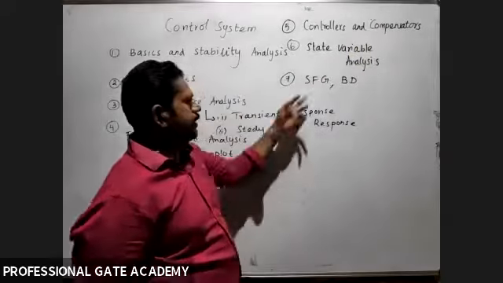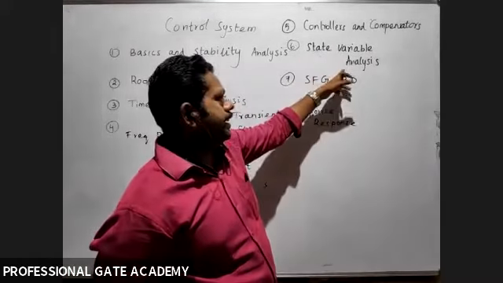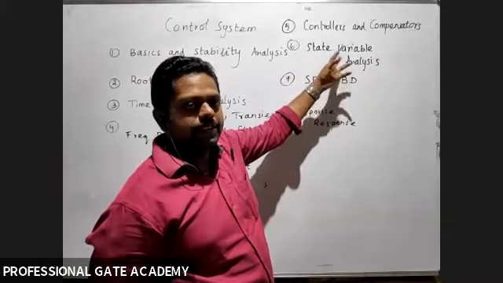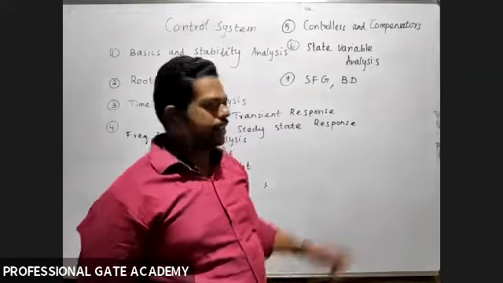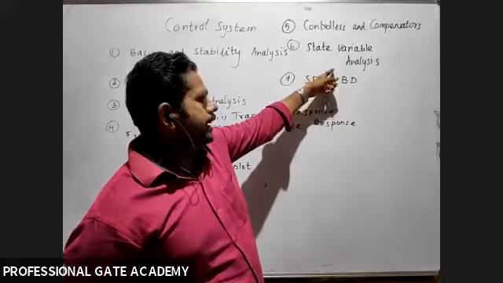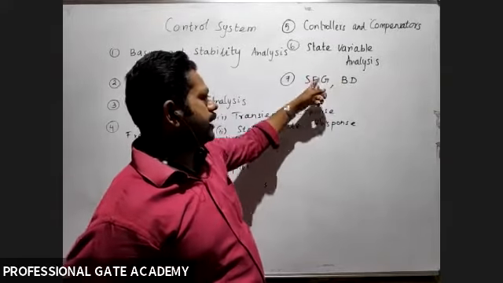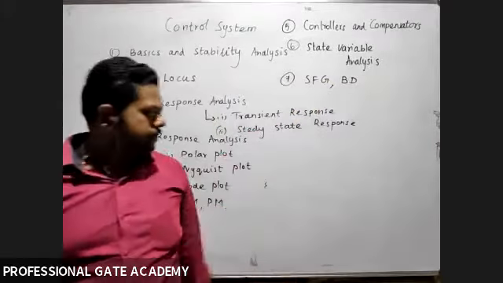The next one, state variable analysis. State variables belong to the initial conditions of a circuit. For a capacitor, which one is the initial condition? Initial voltage across the capacitor. For an inductor, the initial current. Okay. The next one, signal flow graph and block diagram reduction technique. So this is the syllabus.